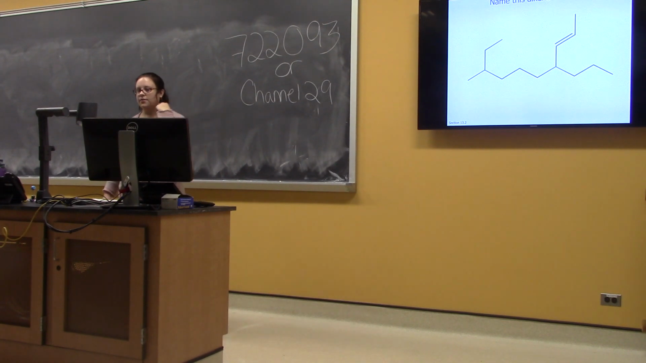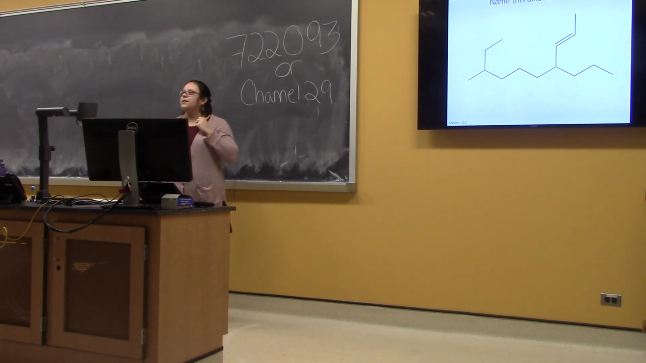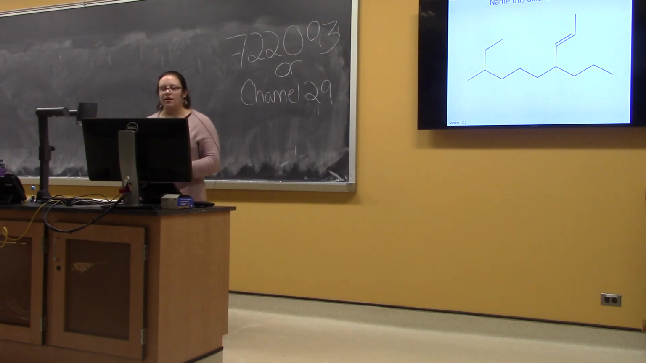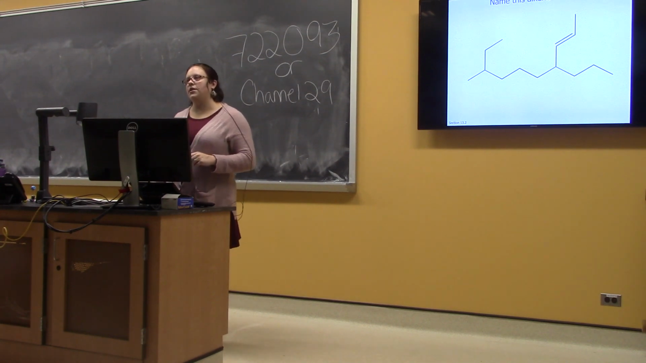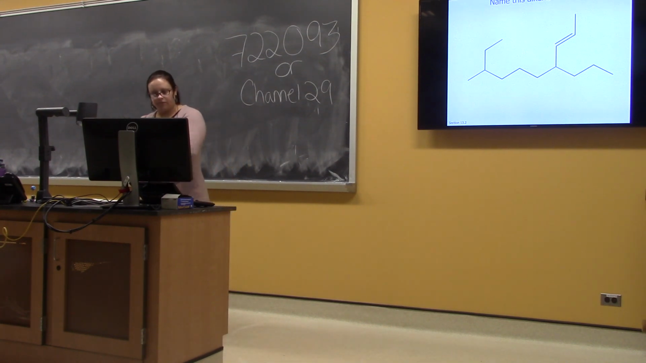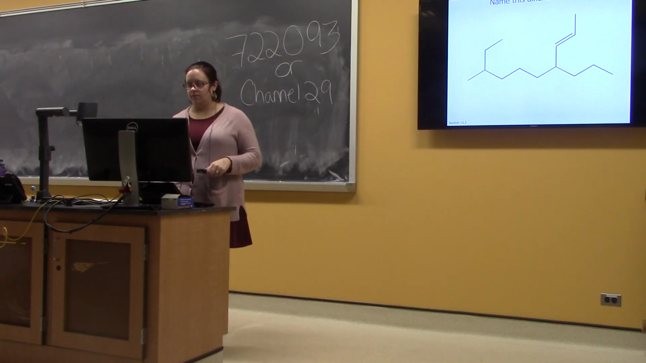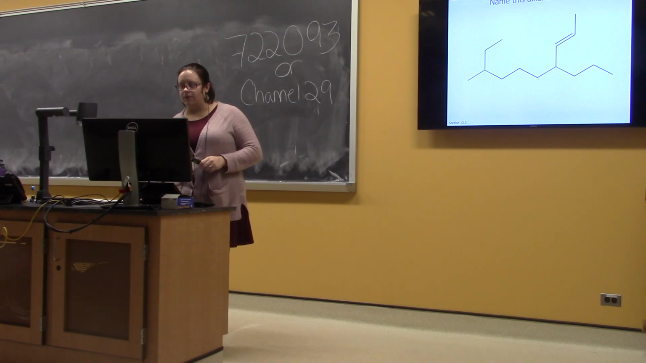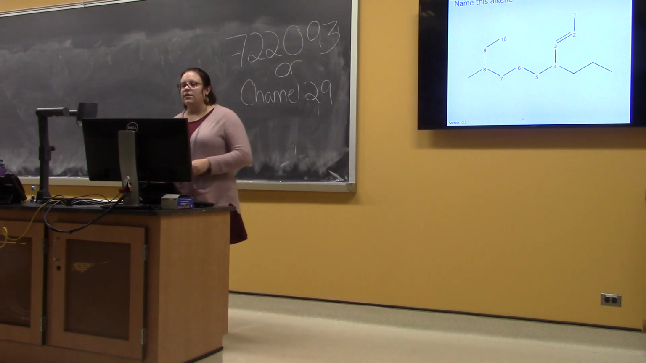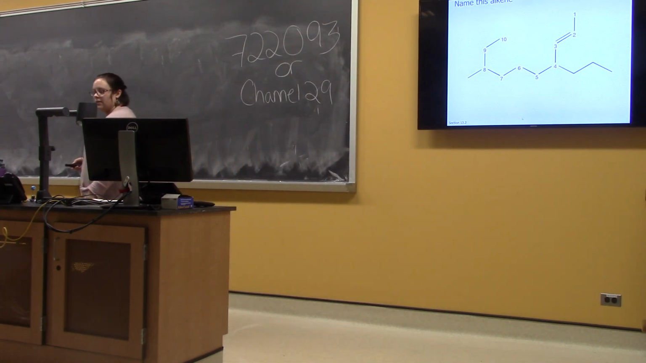All right, so ready for practice? How many carbons do you see in the longest chain for this alkene? So we have to include the double bond, right? So let's start here. 1, 2, 3, 4, 5, 6, 7, 8, 9, 10. So there's our longest chain.